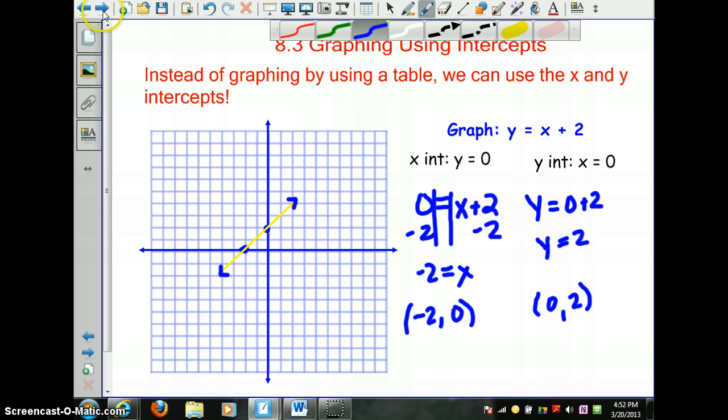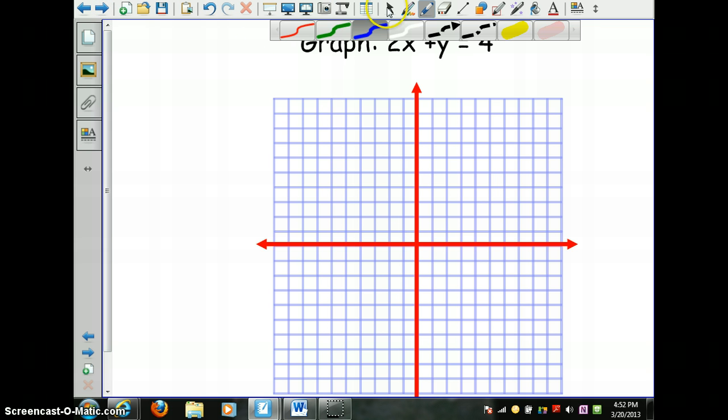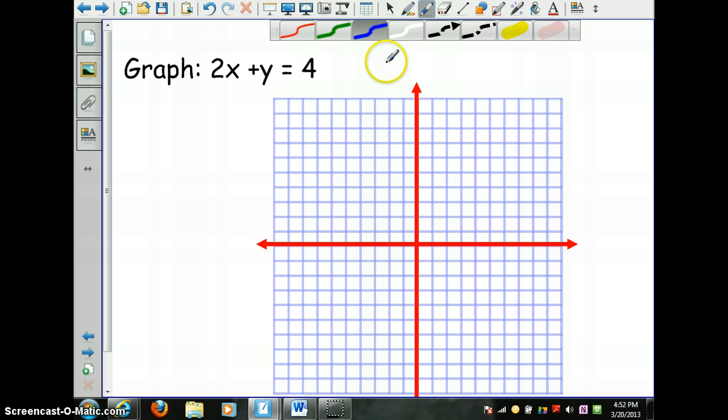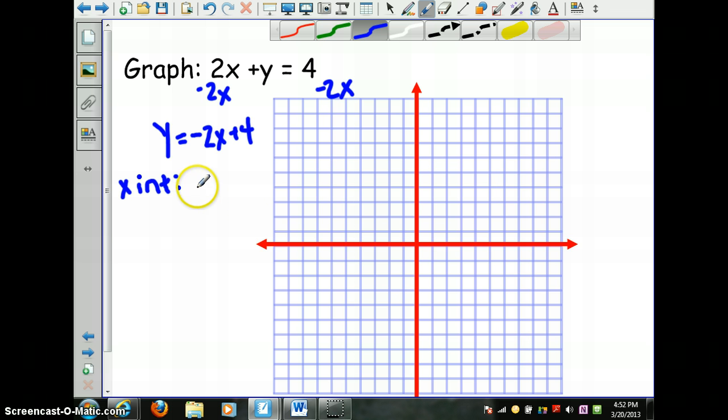Let's show another example. Okay, we have 2x plus y equals 4. Always, always, always we should solve for y. So I'm going to subtract 2x from both sides. So we have y equals a negative 2x plus 4. Let's look at the x-intercept first. So the x-intercept is when y equals 0. So 0 equals a negative 2x plus 4.